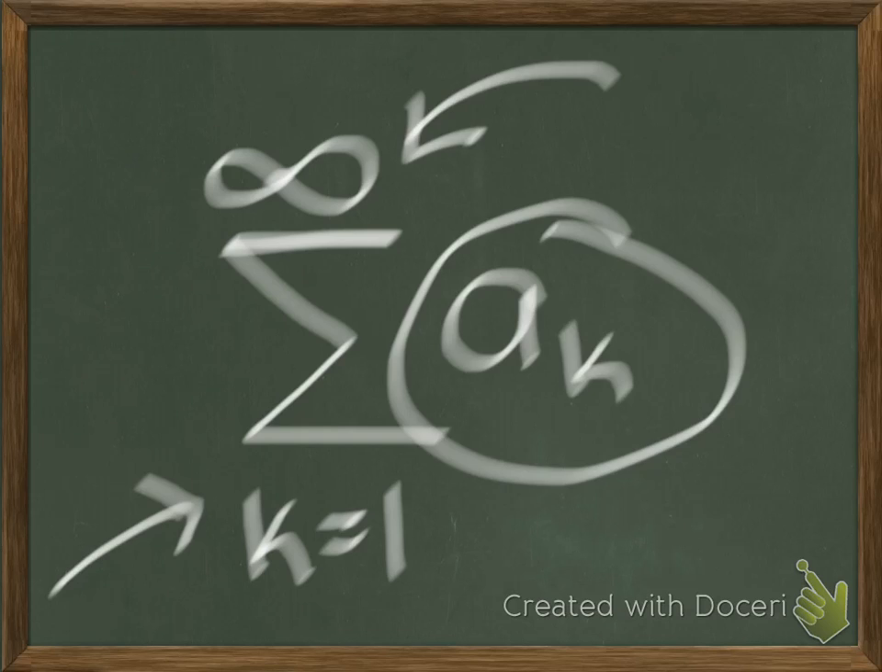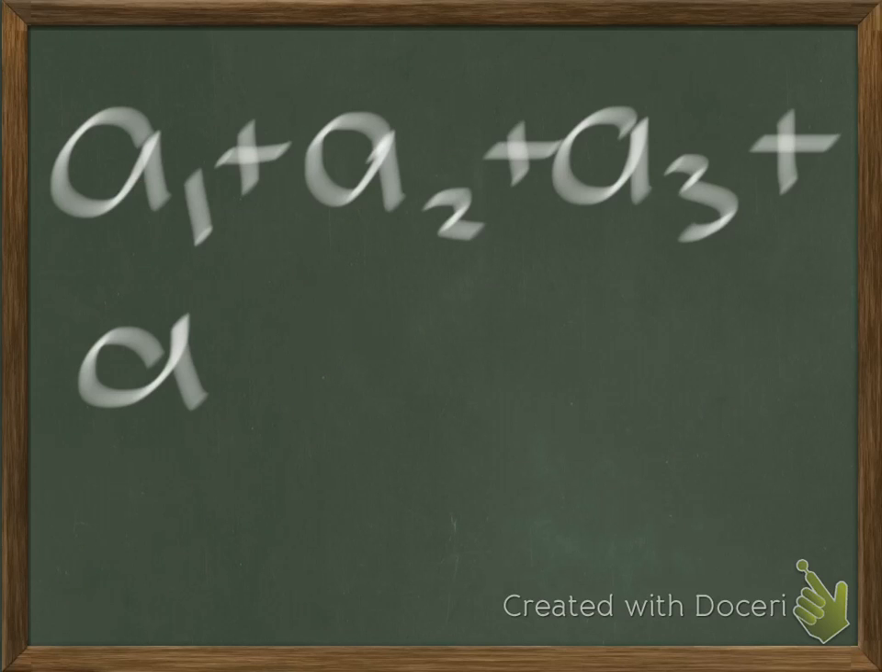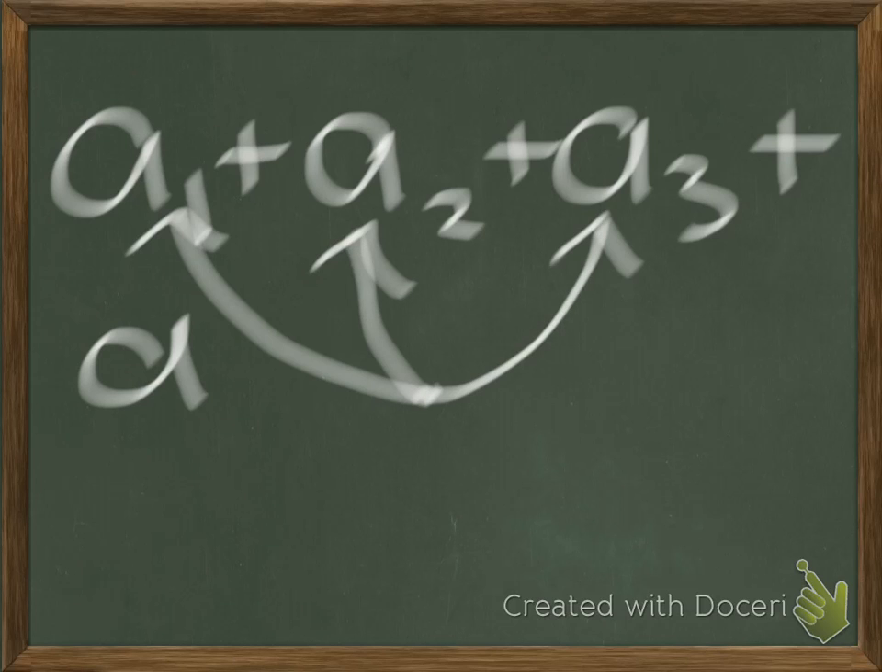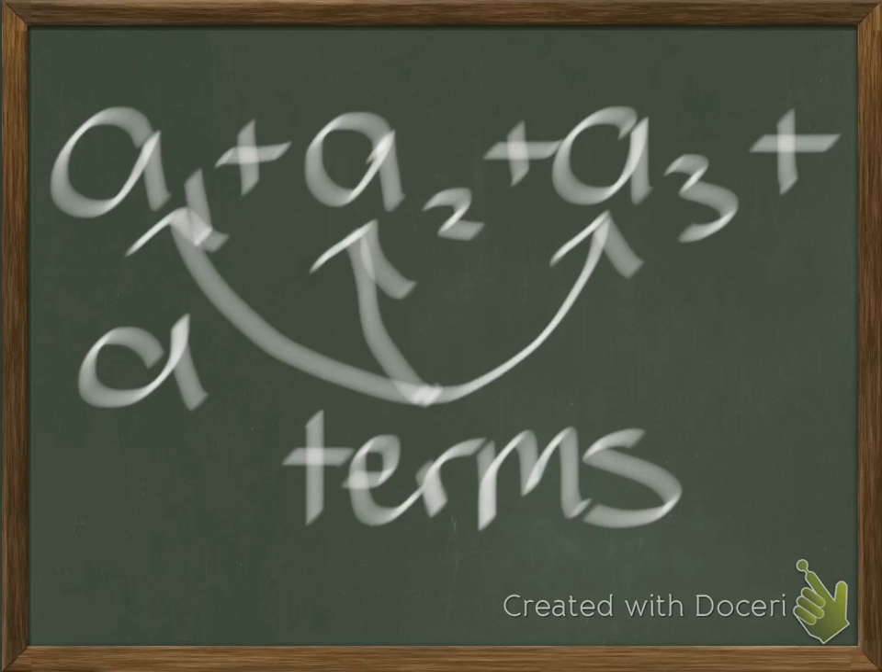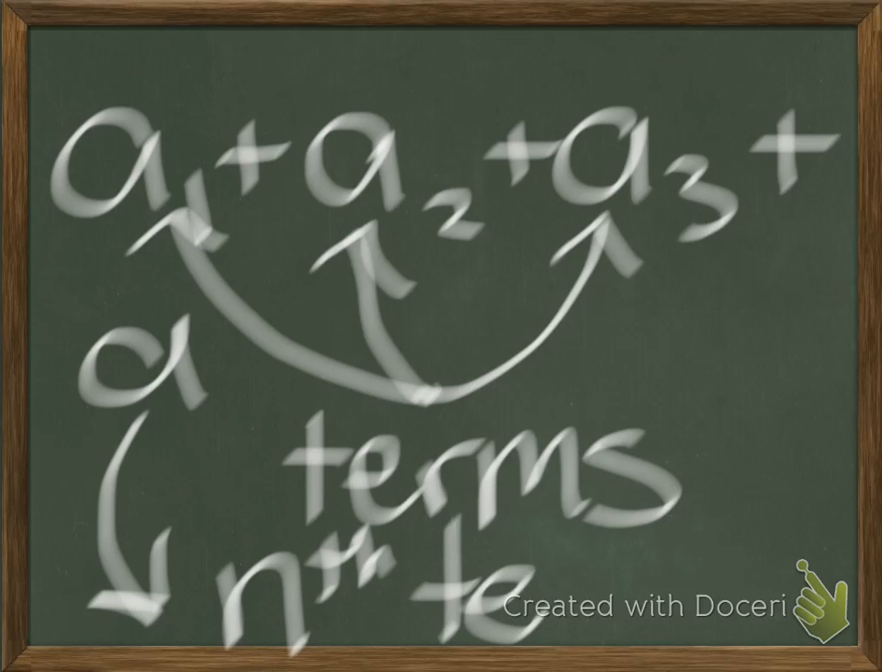If we could go back to the last slide, just for general knowledge, these a1, a2, and a3 are all considered terms in this series, particular values for whatever their subscript is. And this one at the end is considered the nth term, which is just the general term of the series.